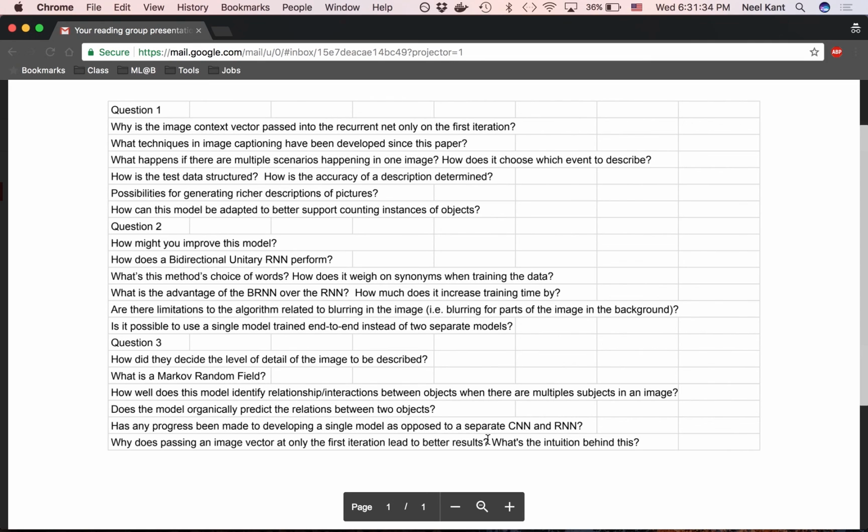Does the model organically predict the relations between two objects? I don't know what you mean by organically, but it definitely uses the placement of the words. With the RNN, it uses the placement and ordering of the words to determine what the description would be.